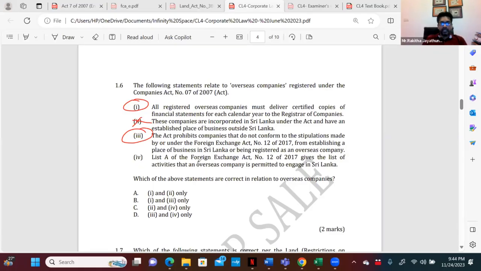Then List A of the Foreign Exchange Act. There's nothing called List A. You can go through the Foreign Exchange Act. Therefore, it's wrong. So it has to be Roman 1 and 3 only. So the answer is B. In the textbook, please look at pages 142 and 144 for further information, right?